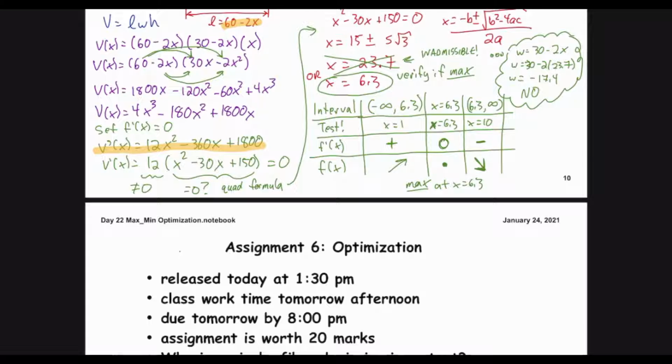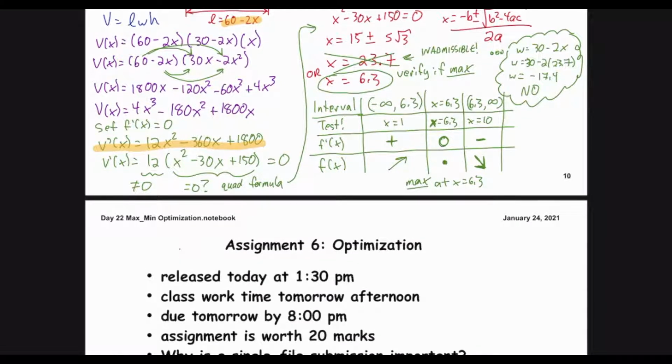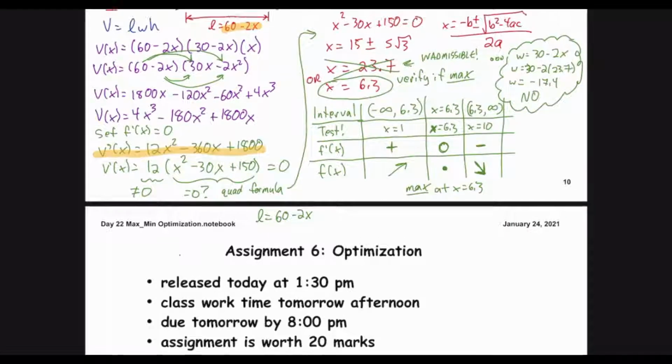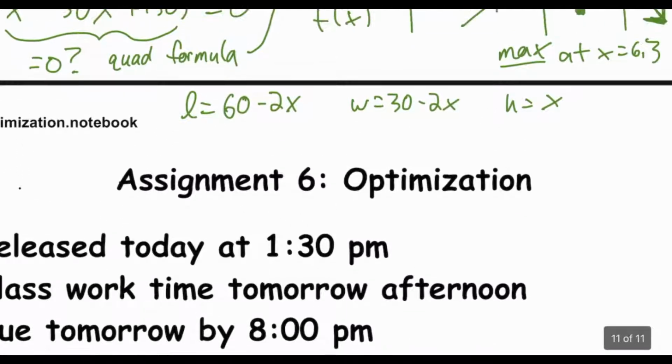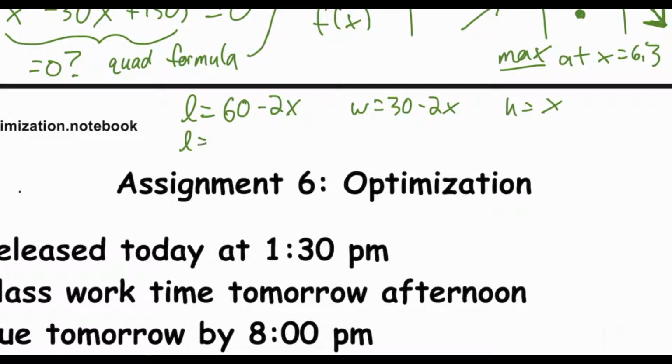I'm running out of room here. I'll kind of write it on the next page. So what do we know about our length? Well, length is equal to 60 minus 2x. What do we know about our width? It's equal to 30 minus 2x. And my height is simply equal to x. So let's plug those values in. So we said our x was 6.3, so length is 60 minus 2 times 6.3. 60 minus 2 times 6.3 is 47.4 centimeters.